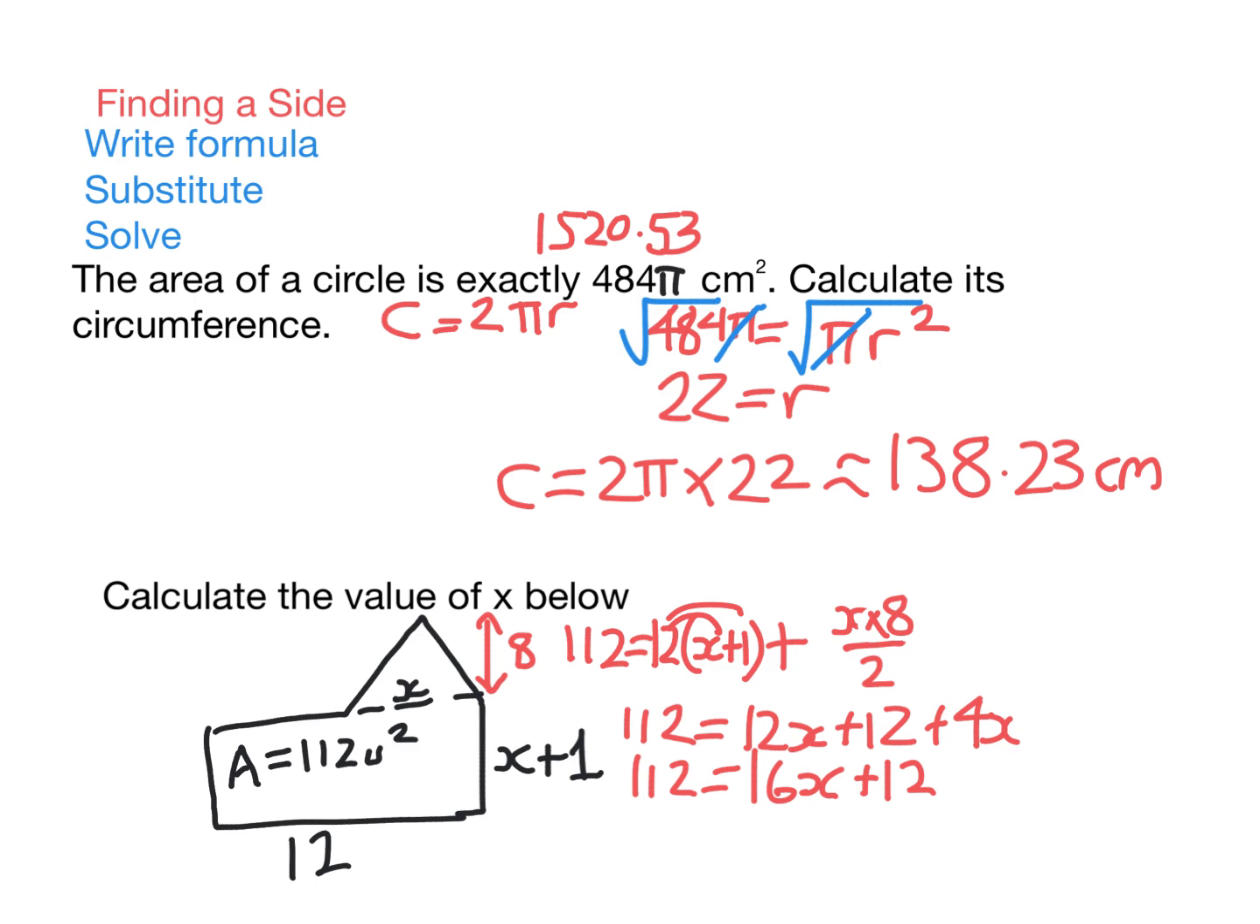So to solve this equation, we've solved ones like this a million times. Subtract 12 from both sides and then divide each side by 16. So my final answer here is x equals 6.25, and I'm done.